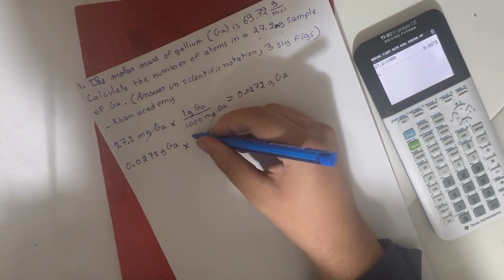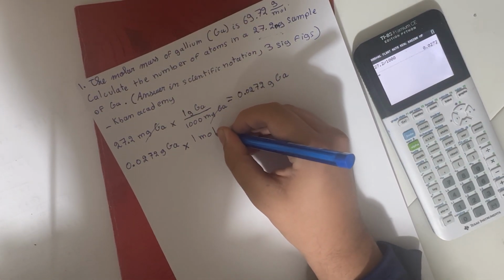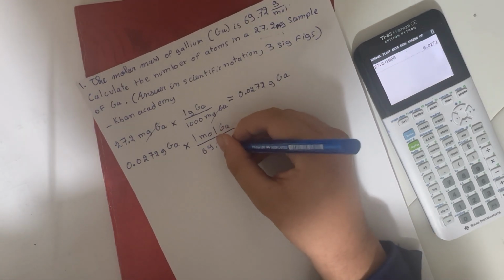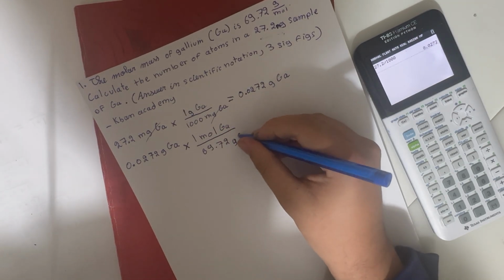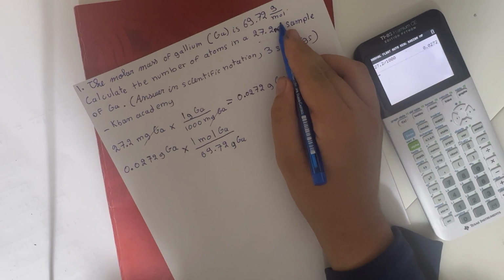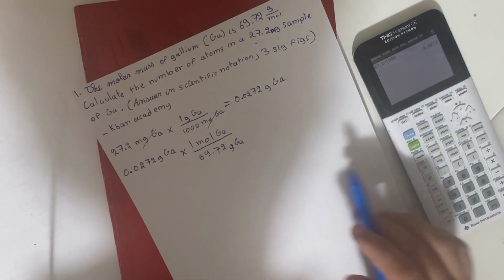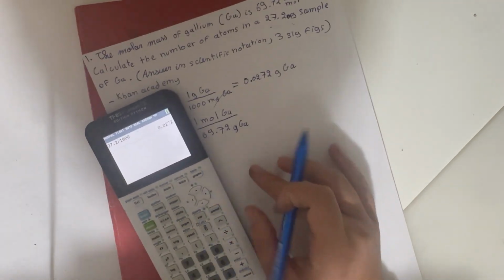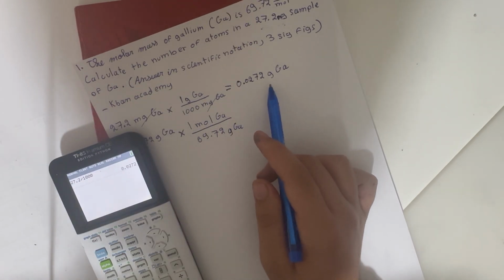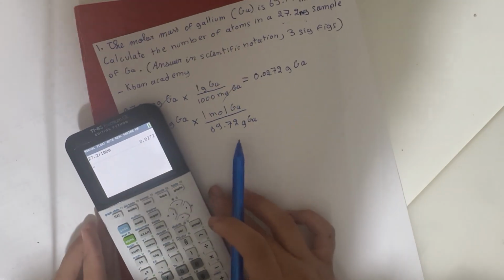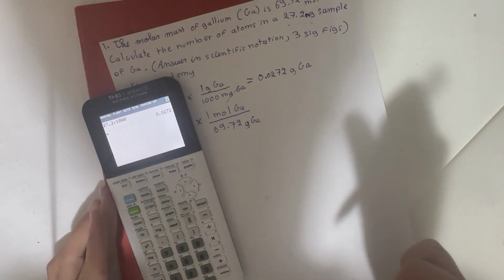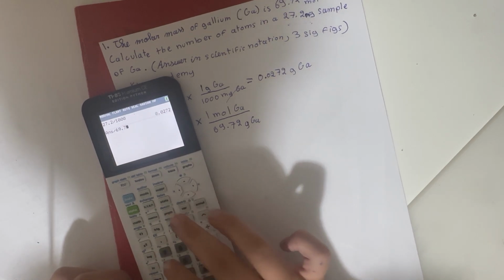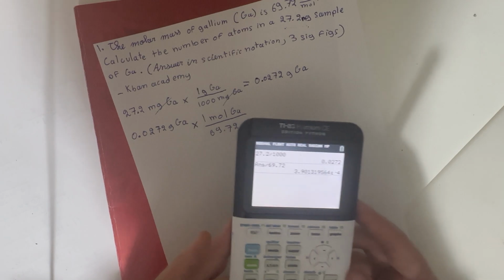Okay, so we know that for every mole of gallium, there's going to be 69.72 grams of gallium, as defined here, 69.72 grams per mole. So we just put that out here. And we're going to divide the 0.0272 grams of gallium by the 69.72 grams per mole of gallium. So let's go ahead and do this. And so here, this is what we get.